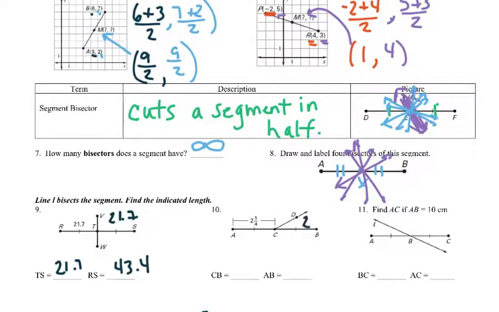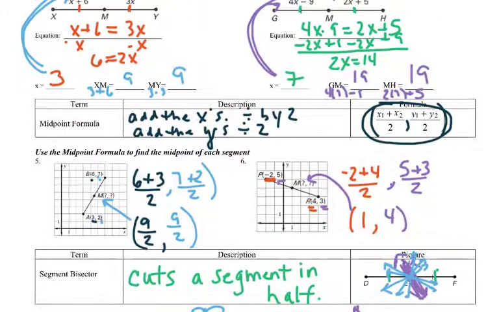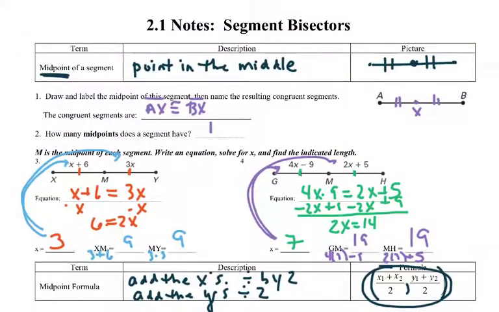Here, 2 1/4 is going to match that. 2 1/4, 2 1/4, and 2 1/4 is 4 1/2. And then here it says AB is 10, so BC is 10, so the whole thing is 20. So we got segment bisector, midpoint formula, and midpoint.